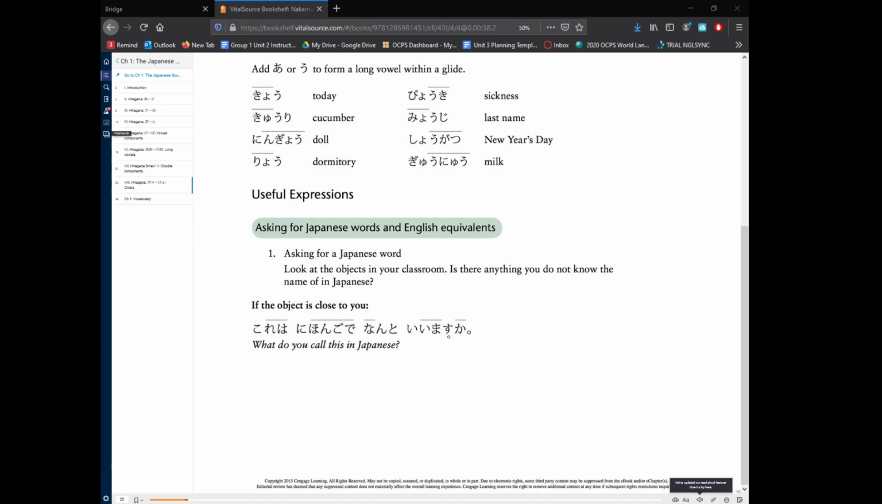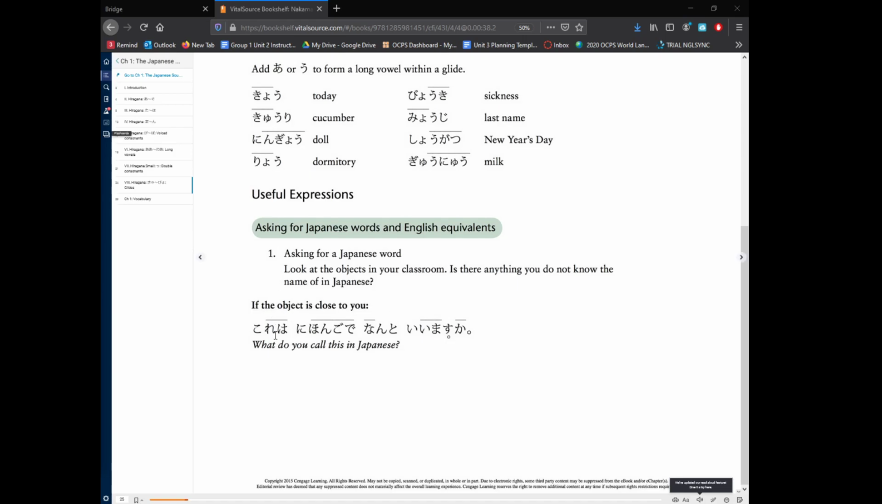You would say, これは日本語で何と言いますか? So we'll go through that a little bit slower. これは日本語で何と言いますか? If I were to say it a little faster, これは日本語で何と言いますか? What do you call this in Japanese?